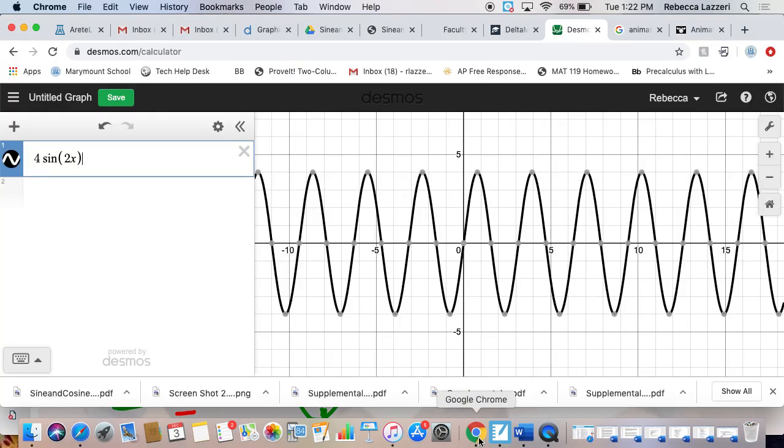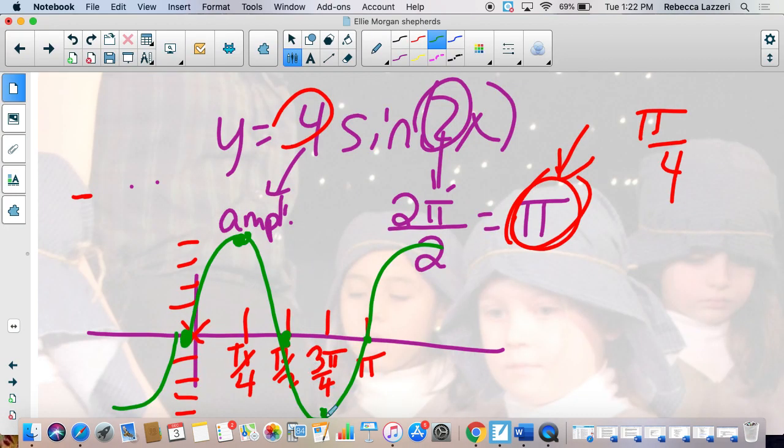Let's go back to Desmos. This little low point right here is 3 pi over 4, negative 4. Is that what I have drawn in my notes? 3 pi over 4, negative 4. Do y'all see how it works? All right, so let's do another one.